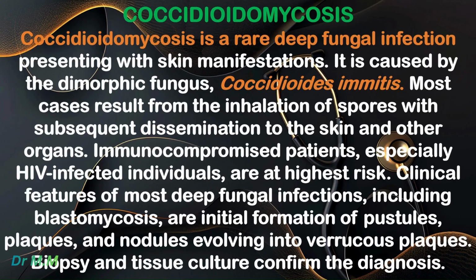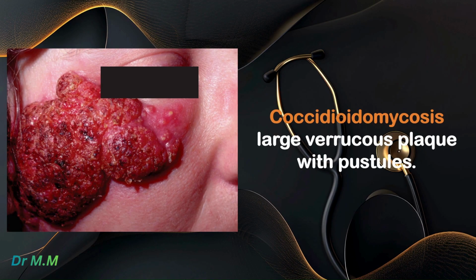Immunocompromised patients, especially HIV-infected individuals, are at highest risk. Clinical features of most deep fungal infections, including blastomycosis, are initial formation of pustules, plaques, and nodules evolving into verrucous plaques. Biopsy and tissue culture confirm the diagnosis. Coccidioidomycosis, large verrucous plaque with pustules.